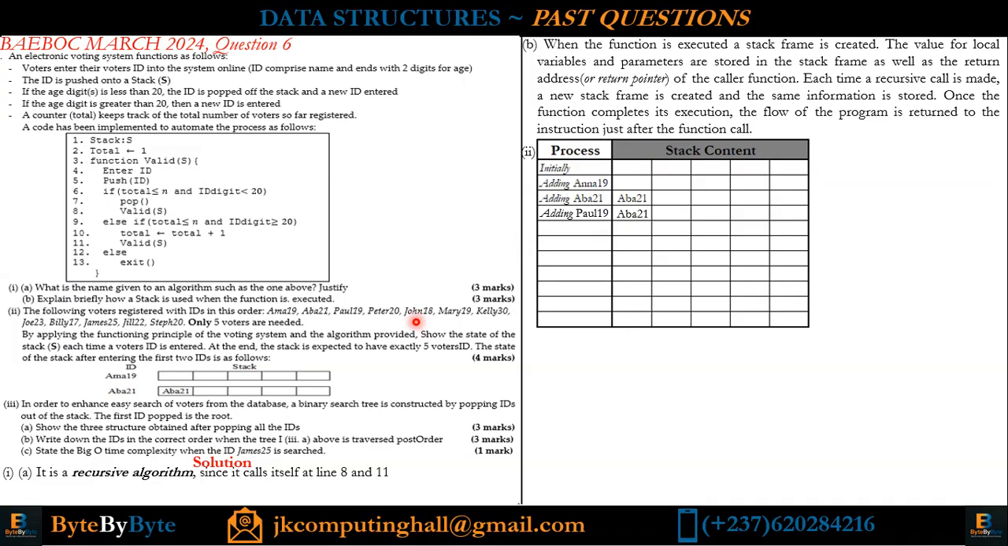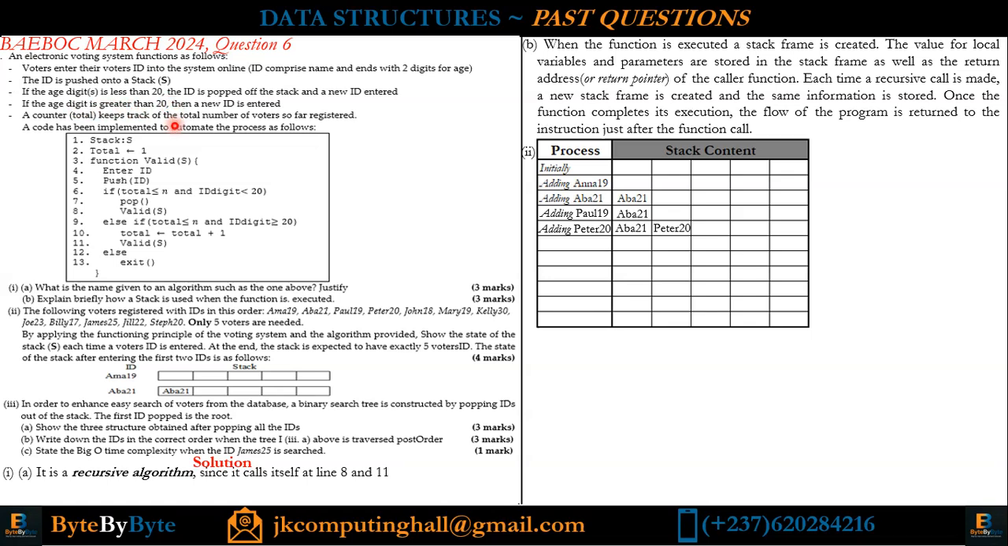The next name is Peter 20. This is what we have. Upon adding Peter 20, my stack is going to be what? Abba 21 and Peter 20, because 20 is not less than 20. It is equal. And the question here says, if the age is less than 20, the ID is popped off.